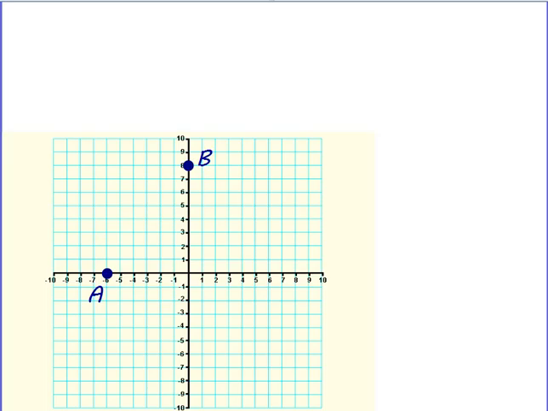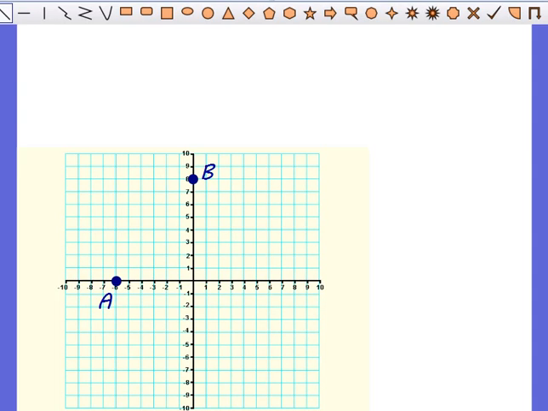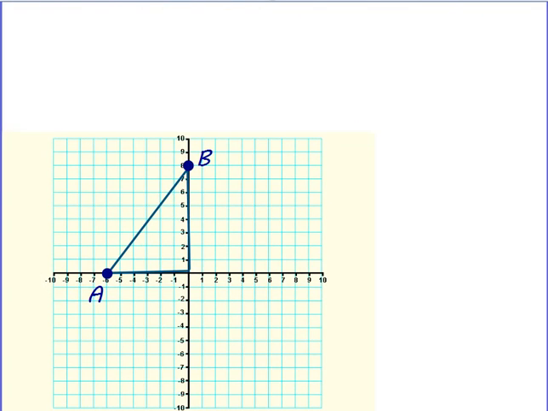One more. Let's try going from -6, 0 to 0, 8. I'm going to draw in my right triangle. It doesn't matter if you draw this triangle above or below. It's going to come out the same either way. So from -6 to 0, this side has a length of 6. From 0 to 8, this is 8 units long. And I'm looking for the hypotenuse, of course.